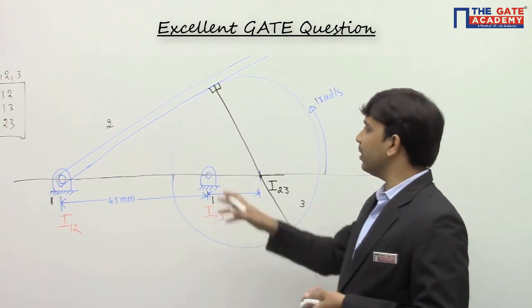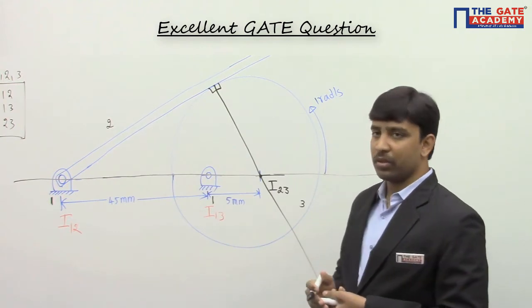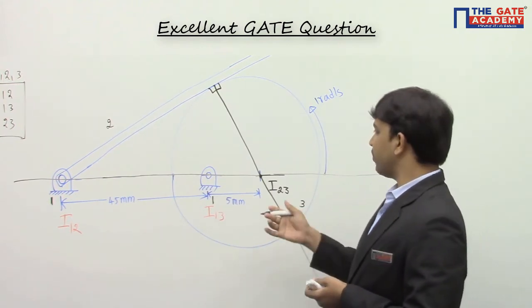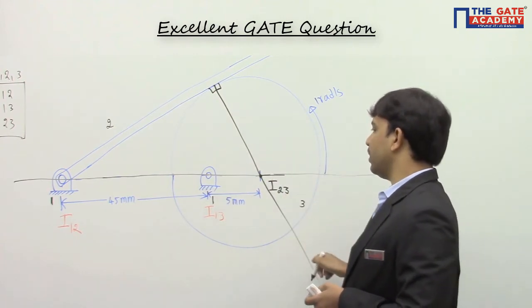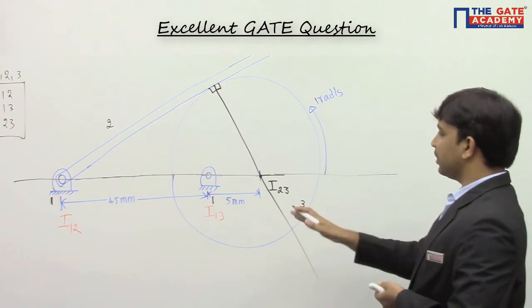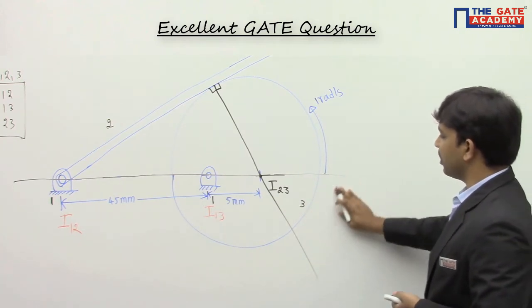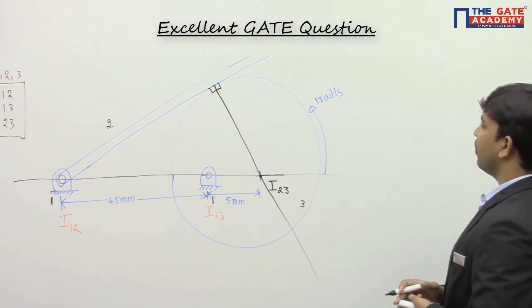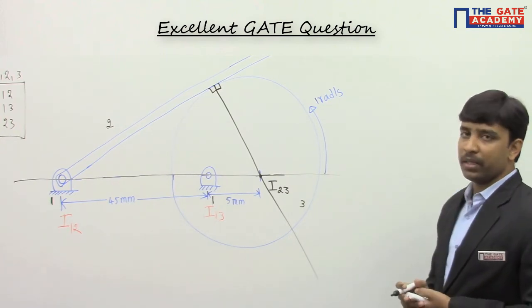For any higher pair, the I center will lie somewhere along the common normal. And for different instants, the location of the I center will be changing along this common normal, but it lies somewhere along the common normal. So this is how we need to look at the instantaneous center of rotation whenever there is any higher pair located inside the mechanism. Now we have looked at the instantaneous centers inside the mechanism.